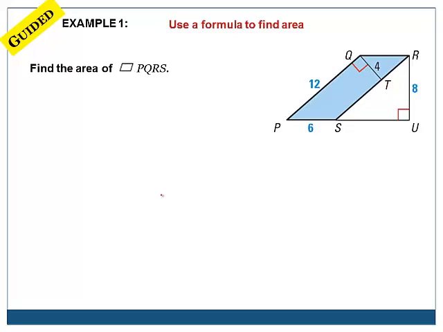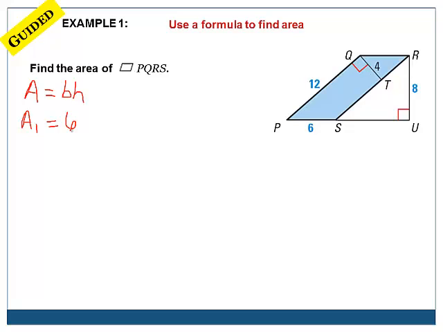So let's do our first example. It says, find the area of parallelogram PQRS. The area formula for a parallelogram is area is equal to little b times h, which is just the base times the height. There's a couple different ways we can do this. The first way, I'm going to say for the area, my base is going to be 6.